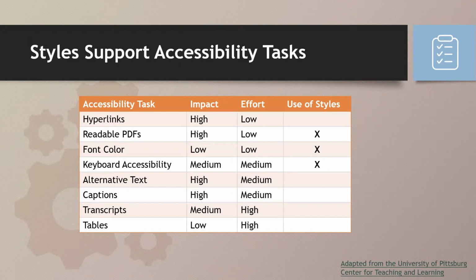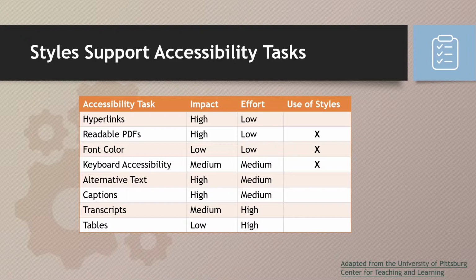The University of Pittsburgh's Center for Teaching and Learning created a table with 9 of the common accessibility tasks related to instruction: hyperlinks, readable PDFs, font color, keyboard accessibility, alternative text, captions, transcripts, and tables. In the table, you can see that each task has the impact and effort identified. High impact tasks are hyperlinks, readable PDFs, alternative text, and captions. These 4 items will have the highest impact on the most users. Medium impact tasks are keyboard accessibility and transcripts, with low impact tasks being font color and tables.